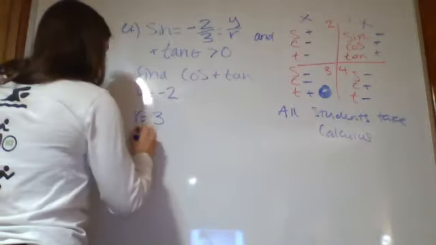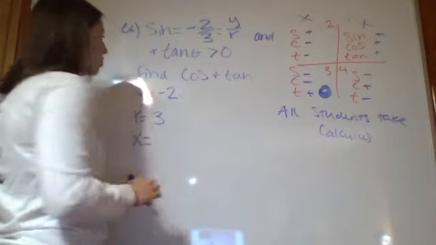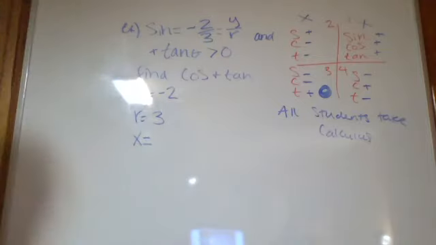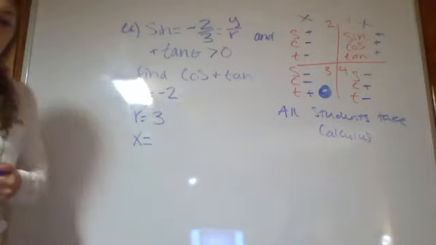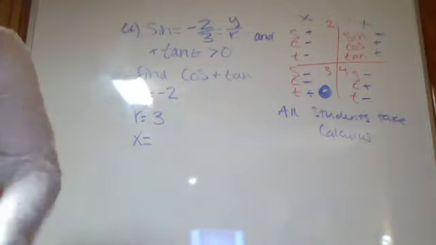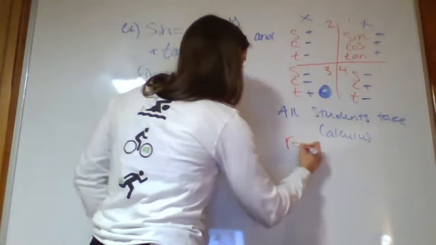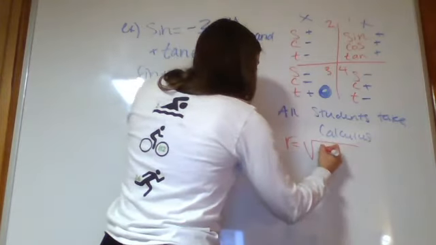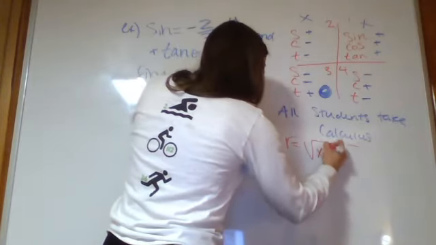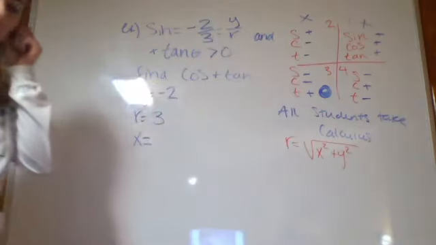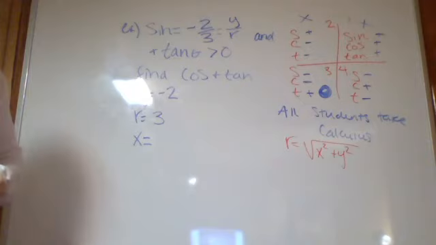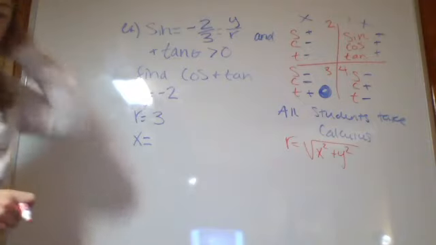Now I need to find my x value in order to find cosine and tangent. The way that we find an r value is by taking the square root of x squared plus y squared. Think about how we could instead put this in terms of x.